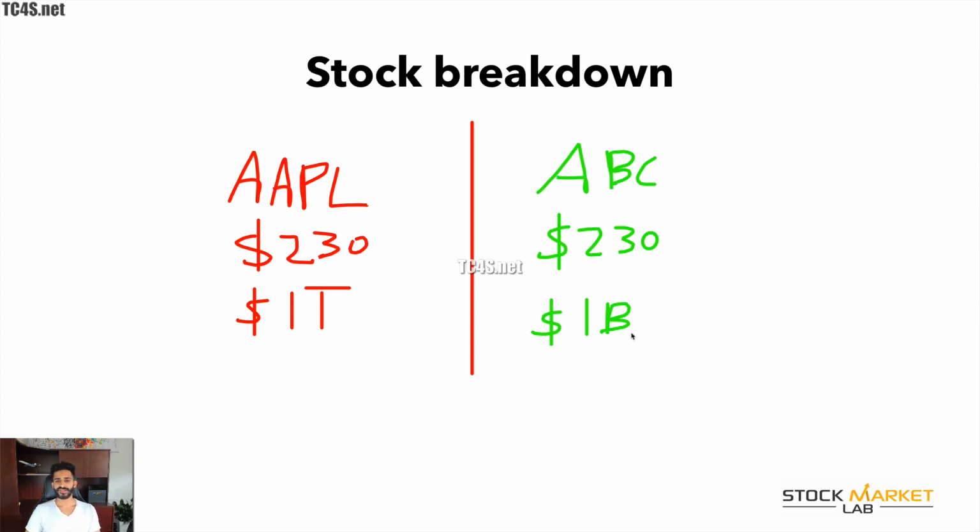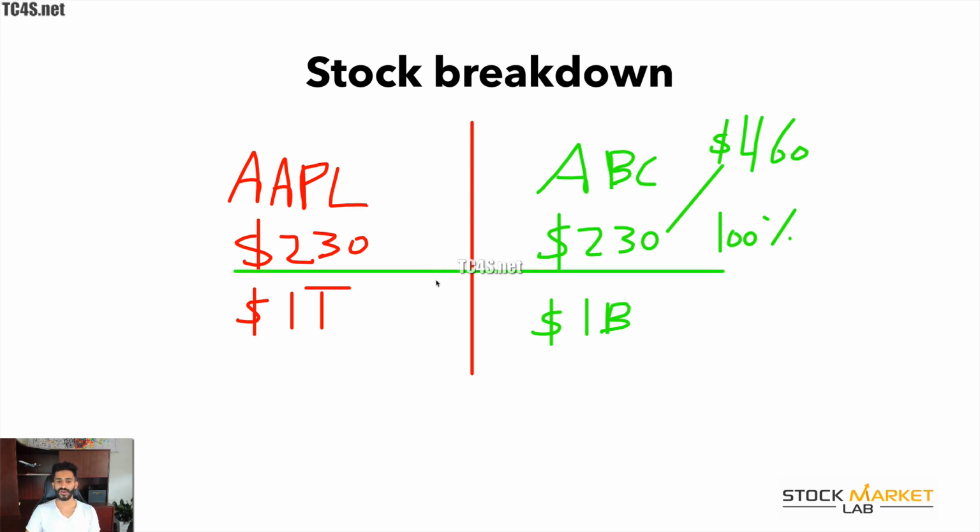Now, let's say, and this is once again a major issue I used to have when I first started trading, let's say one day company ABC goes up 100%. It goes from $230 to $460, right? Now, the problem that a lot of people have or don't understand is they look at every stock and only focus on this top part. They don't focus on the bottom part. We care about the bottom part.